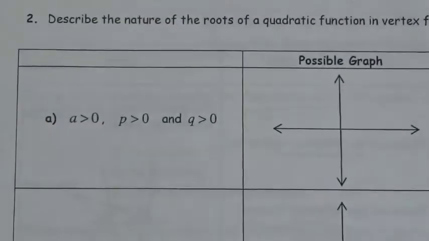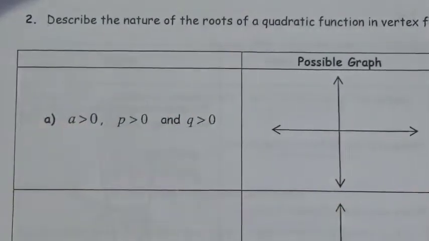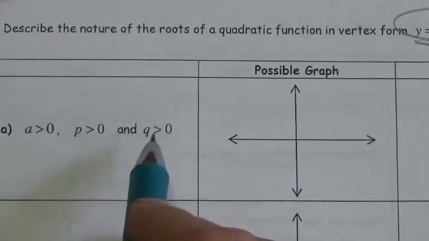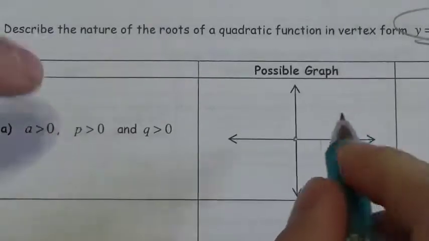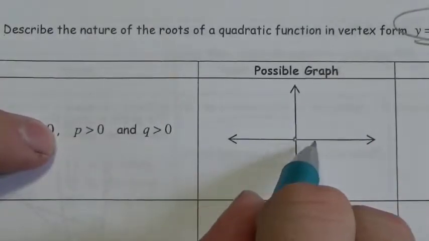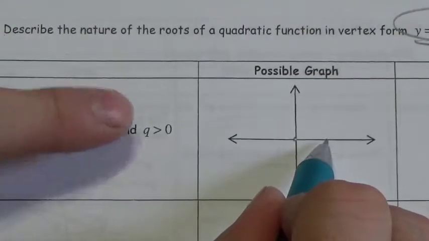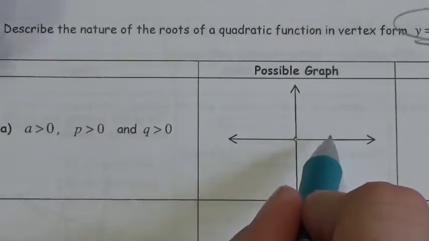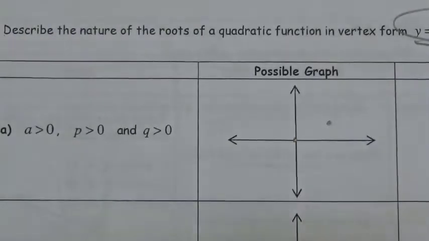So now here's the scenario. a is positive, p is positive, q is positive. Now let's bear in mind what this is saying. p is positive, meaning that this quadratic has been transformed to the right p units, don't know how much that is, but p units to the right, and then q units up. So p to the right, q up is going to put us somewhere here. I don't know really where, but I know it's going to be in quadrant 1.